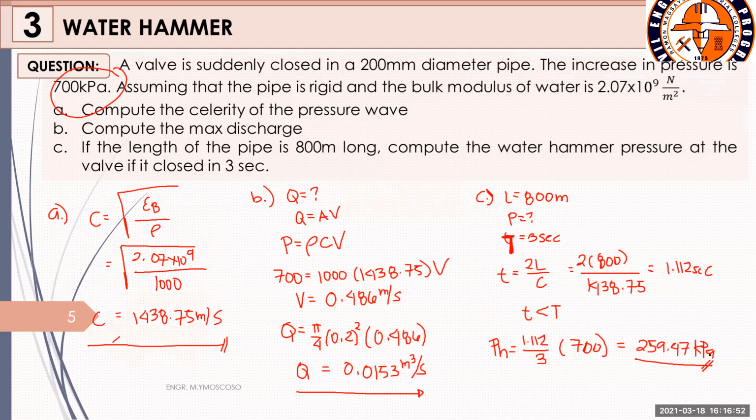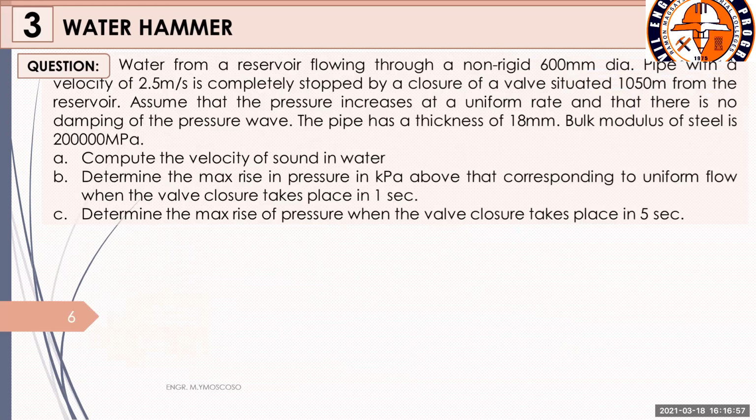Okay, I hope you understand that. So let us go to your last example for your water hammer. Water from a reservoir flowing through a non-rigid 600 mm diameter pipe with a velocity of 2.5 meters per second is completely stopped by a closure of a valve situated 1,050 meters from the reservoir. Assume that the pressure increased at a uniform rate and that there is no damping of the pressure wave. The pipe has a thickness of 18 mm.